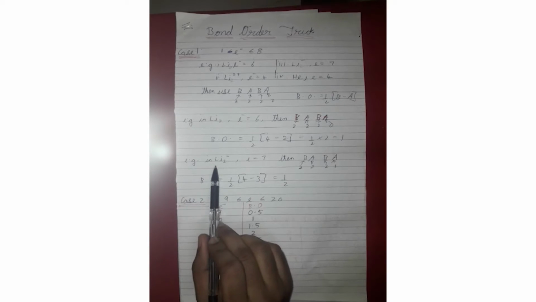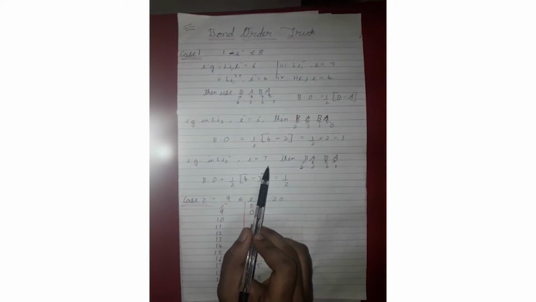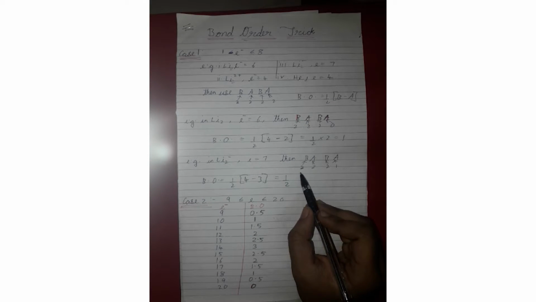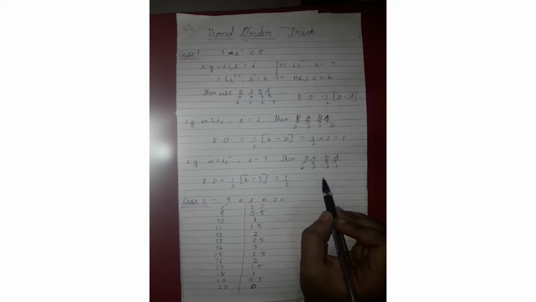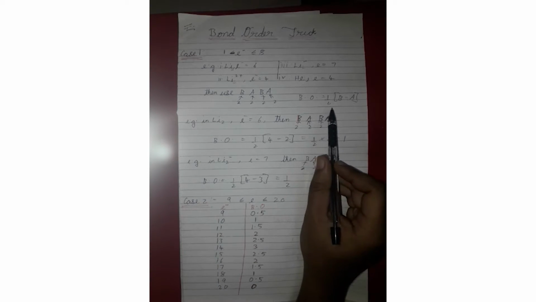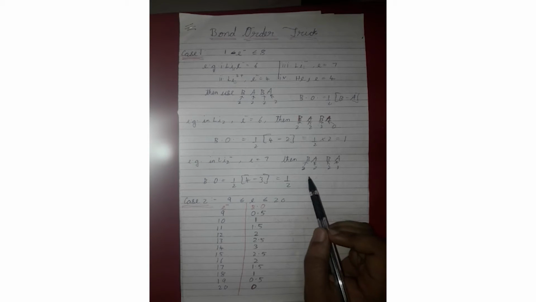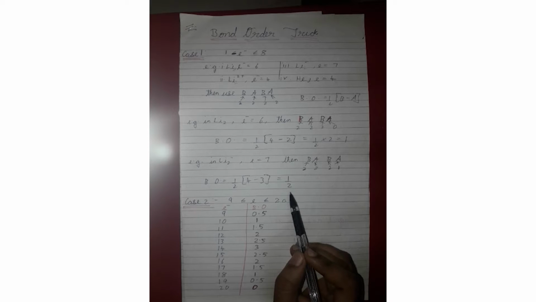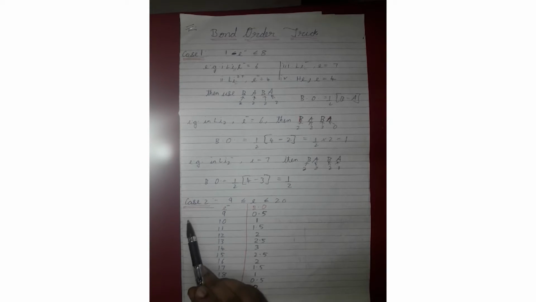Like the same case in Li2 minus, there are 7 electrons in total. So we will assign 2 electrons in B, 2 in A, 2 in B and 1 in A. Now we will use the formula bond order is equal to half of B minus A. Here B is equal to 4 and A is equal to 3. So our bond order will be 2. Now let's come to case 2.